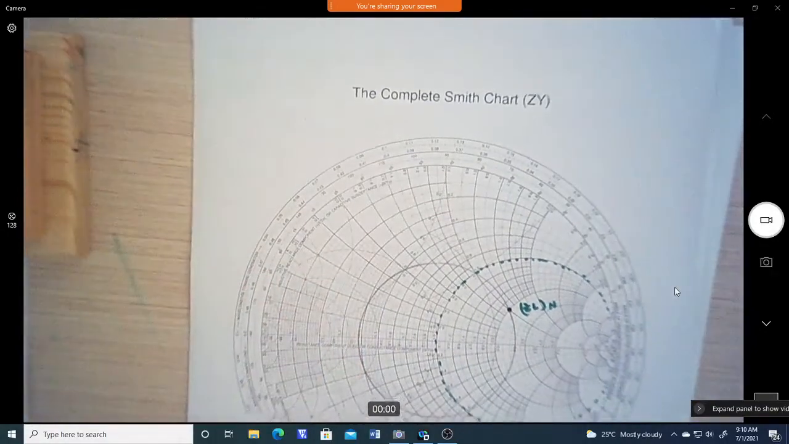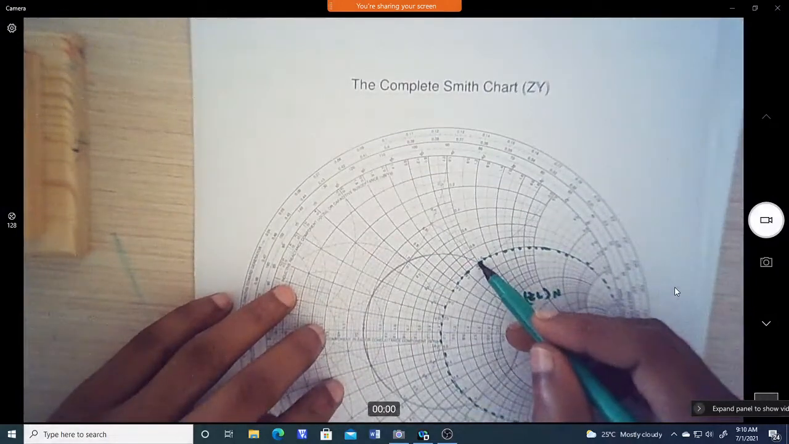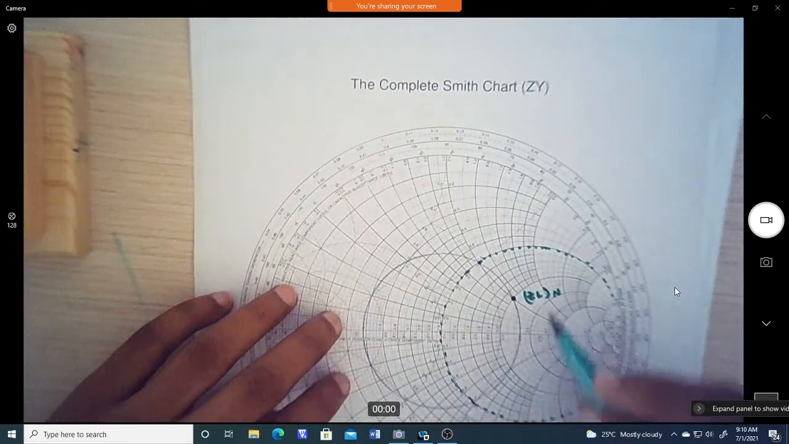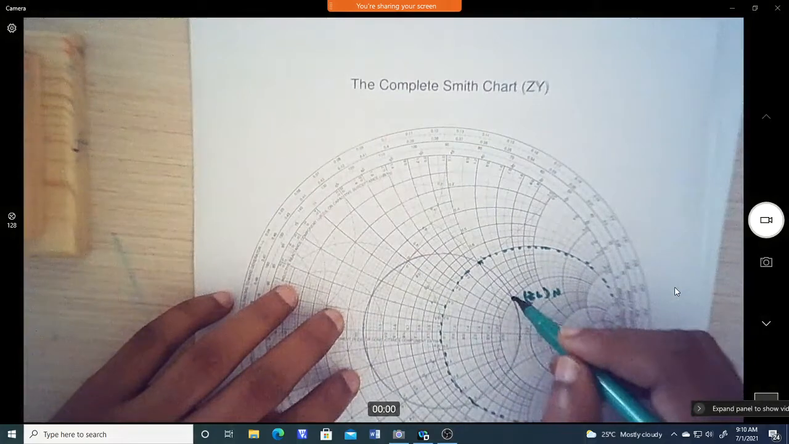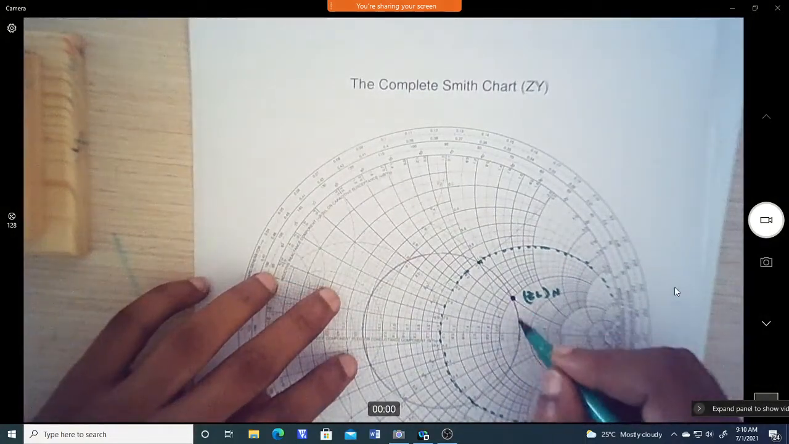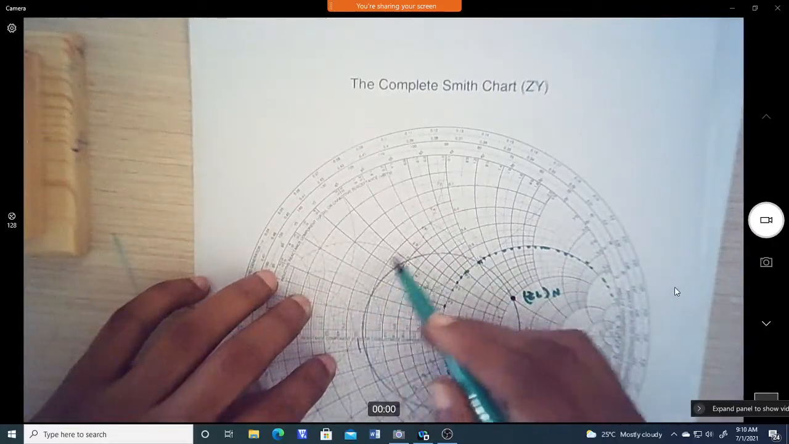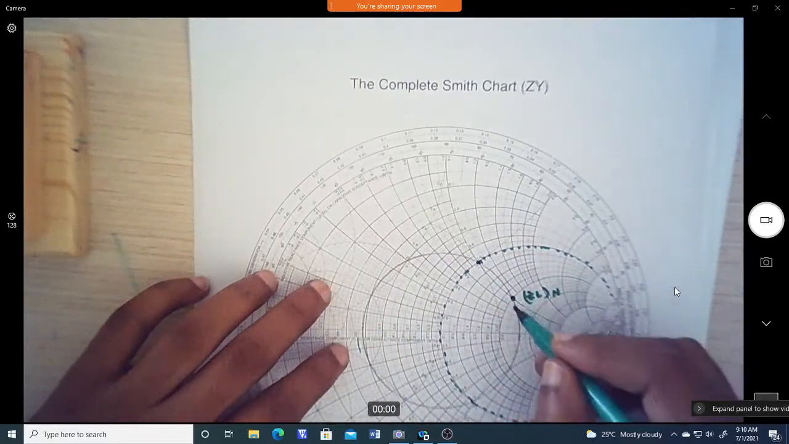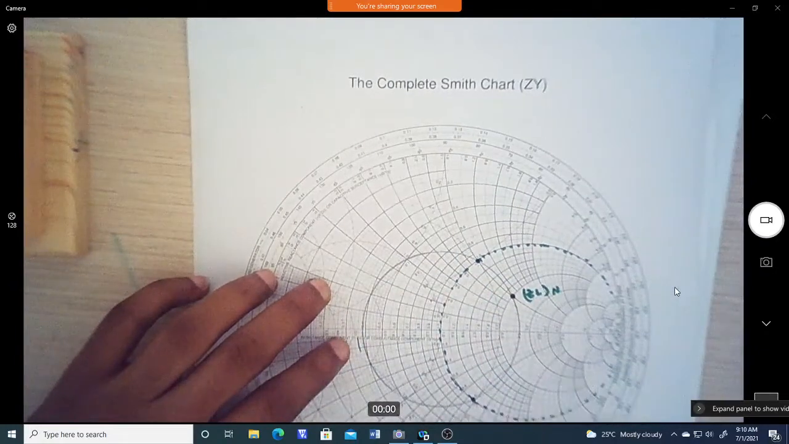Okay, so now we can see we have two solutions. From this point to this point we can go, and from this point to this point we can move. Because this is the load point, we always need to move towards the generator. So either you arrive at this point, going from here to here, or here to here.